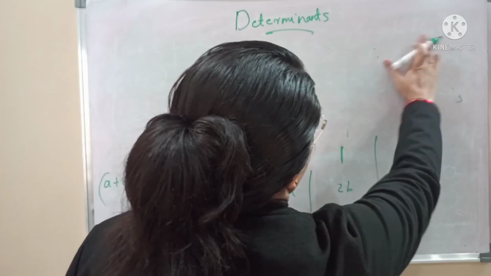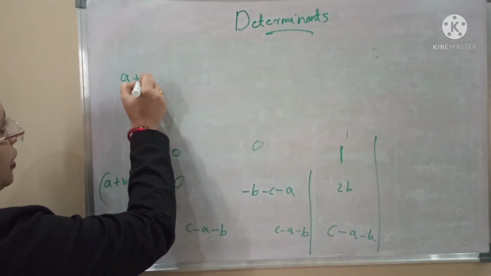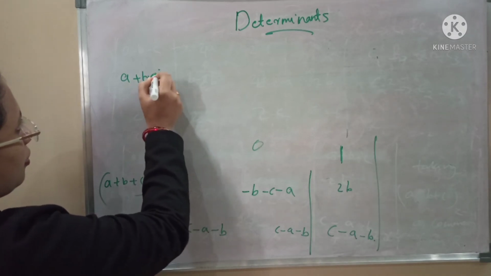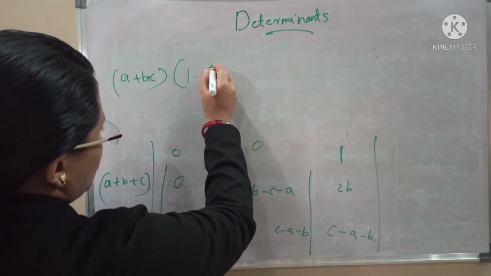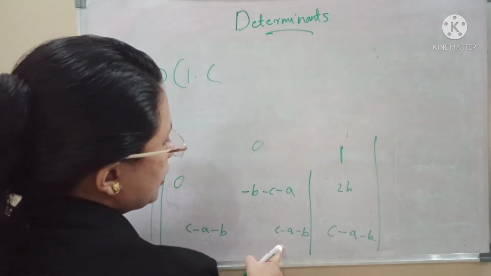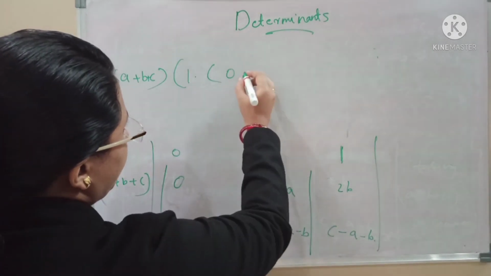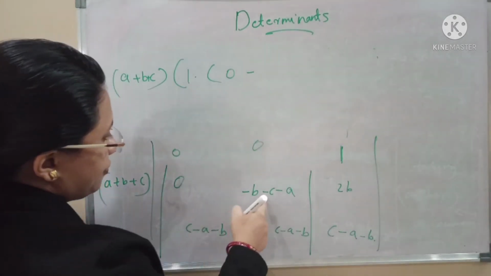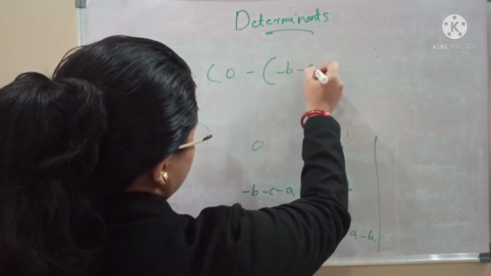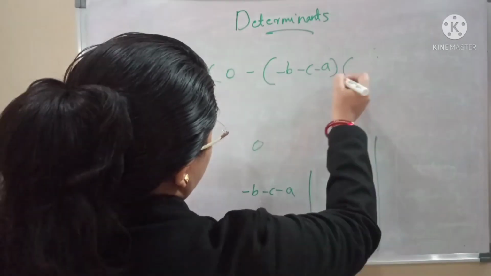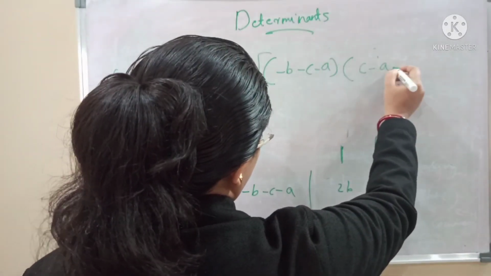Let's see that. So we have a plus b plus c outside, then 1 into 0 into c minus a minus will be 0. Okay, then minus, multiplying these two. Okay, minus b minus c minus a into c minus a minus b.